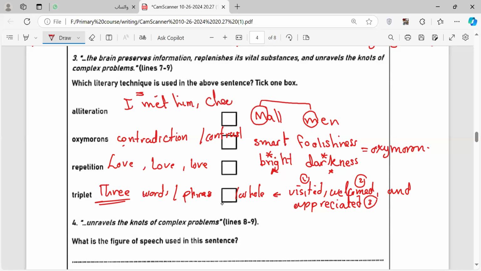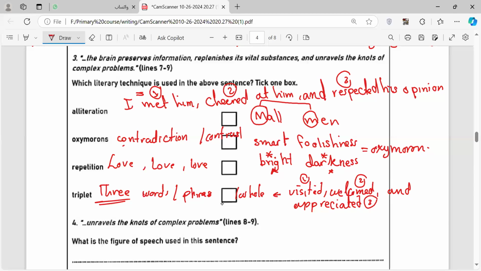Cheered at him. And respected his opinions. This technique is what here? Just triplets, just the power of 3. Number 1, I used met him, cheered at him, and respected him.